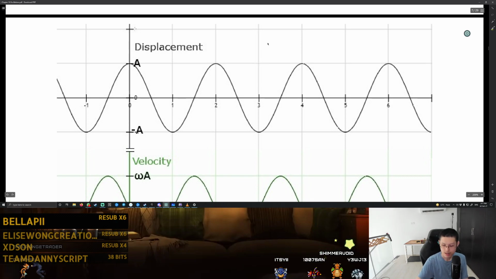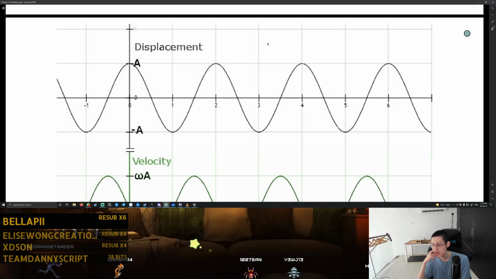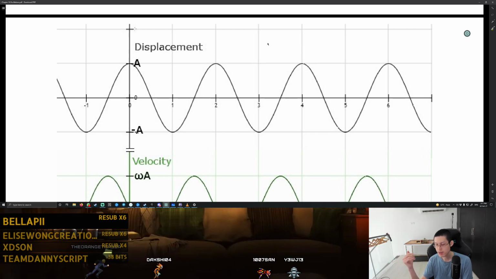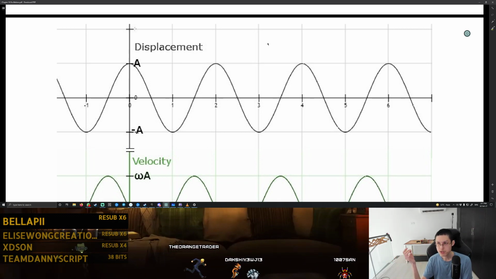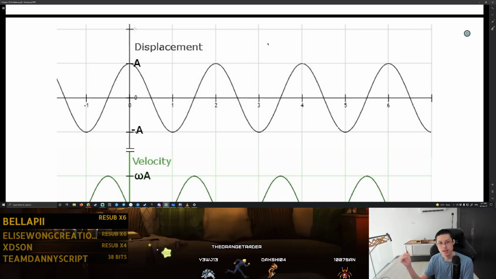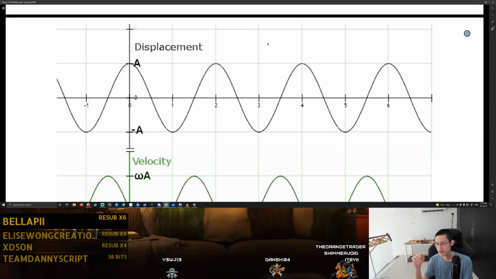So, if you have a pendulum, well, should I use a pendulum? Well, let's use a spring. Actually, it doesn't really matter. Pendulum or spring, the graph would be the same. But I think for a spring, it's easier to see. So if you have a spring and you pull the spring down, the displacement would be positive. If you push the spring up, the displacement is negative, or you could put it the other way around.